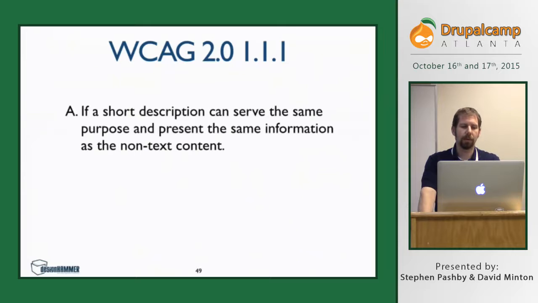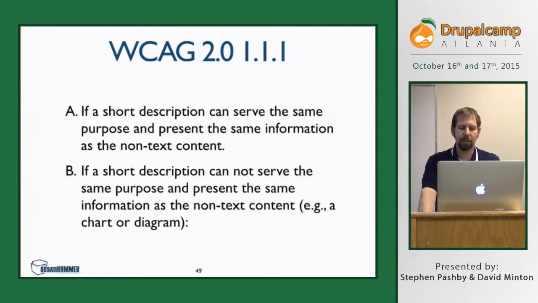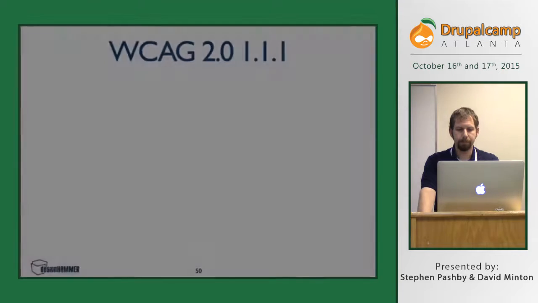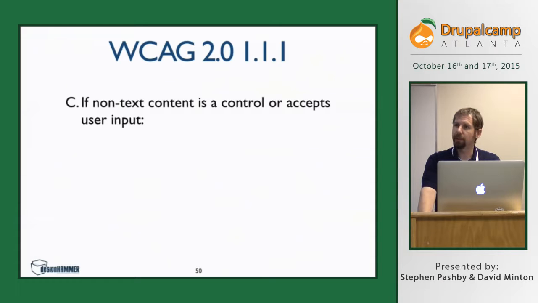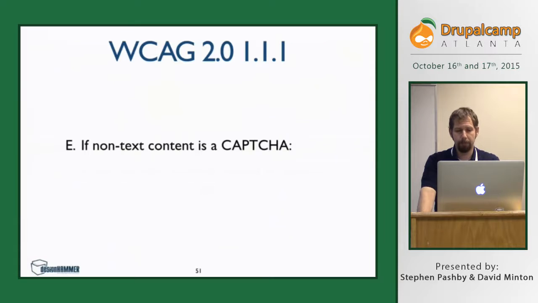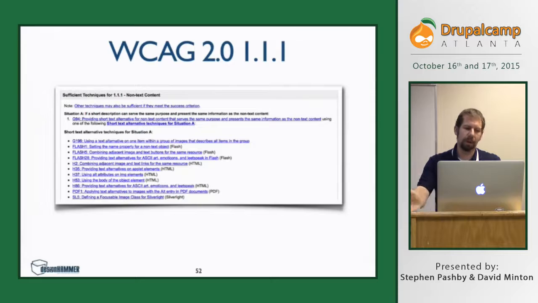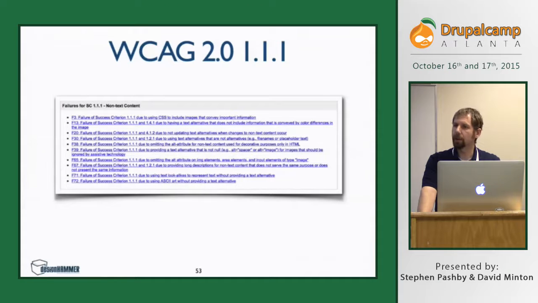And here are the exceptions. If a short description can serve the same purpose and present the same information as non-text content. If a short description cannot serve the same purpose and present the same information as non-text content, for example, a chart or a diagram. If non-text content is a control or accepts user input. If non-text content is time-based media, including live video only or live audio only, a test or exercise that would be invalid if presented in text, or primarily intended to create a specific sensory experience. If non-text content is a CAPTCHA. If non-text content should be ignored by assistive technology. And we're not going to go through all of these, but they show a variety of different alternatives and some specific failures of success criteria.